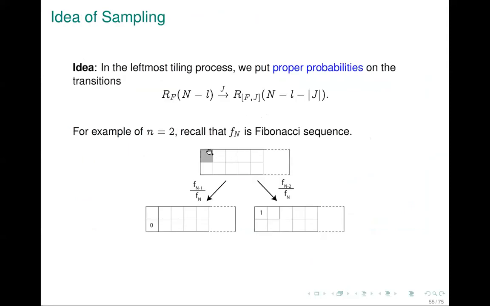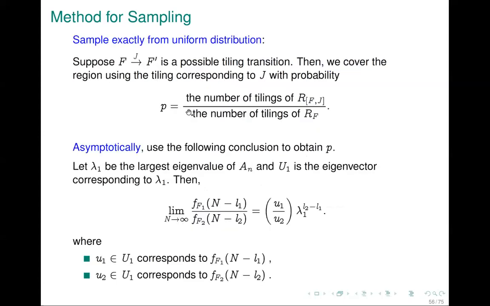So basically, if we consider a domino tiling, in this case, we know exactly the probability we should put on each case. So for example, if we want to generate a sample from the uniform distribution, we need to put the probability f_{n-1} over f_n. And in this case, since it will turn out to be a strip with length n-2, it's proportional to f_{n-2}. Okay, so using this idea, we just know how to do it with this probability.